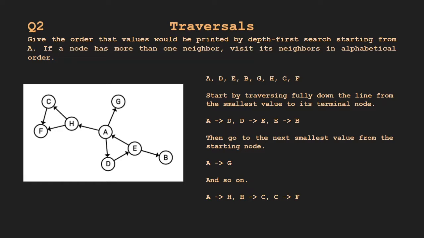You start at A, go to D because of A's neighbors, it is the highest priority or the smallest. So you go A to D to E and then to B. And then G is the next smallest, so you go to G, but it doesn't have any other neighbors that it can traverse further down towards, so you go to H. C is the smaller value between F and C, and then you finish off at F from C.